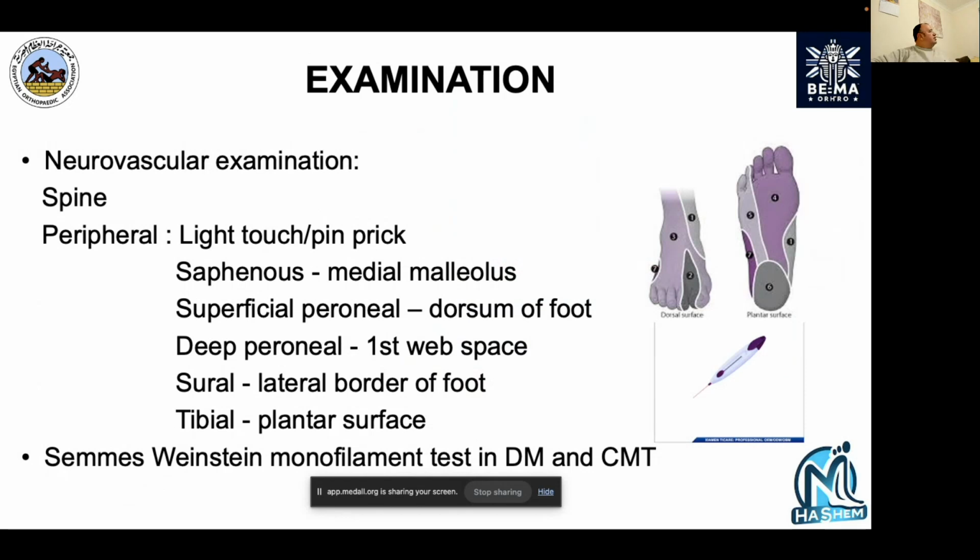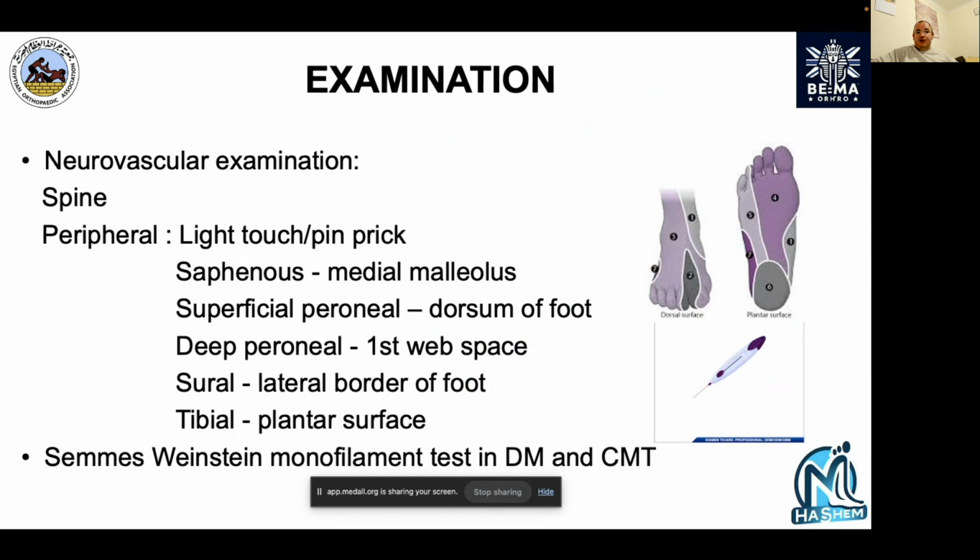If we go to the neurovascular examination, we aim to finish on time. You have to do a proper neurovascular examination because a big part of our practice is diabetic foot or neuropathic foot. For a normal patient, you ask just about the spine. Do you have back pain? Do you have any neuropathy or weakness? If not, ignore the spine and go and examine the periphery.